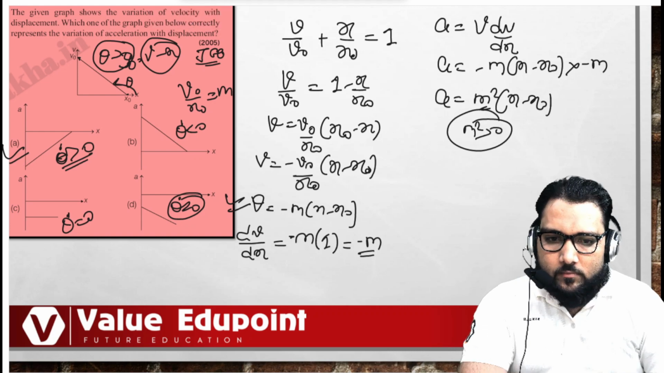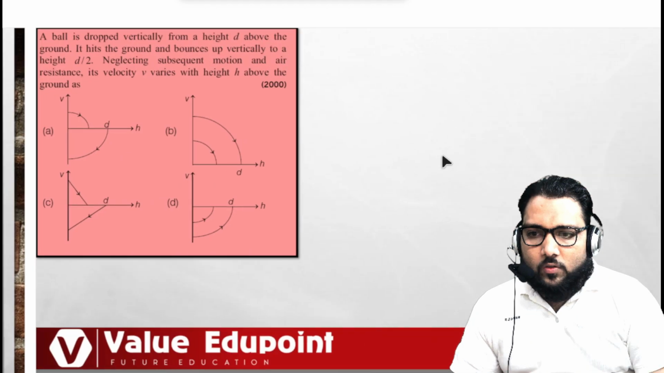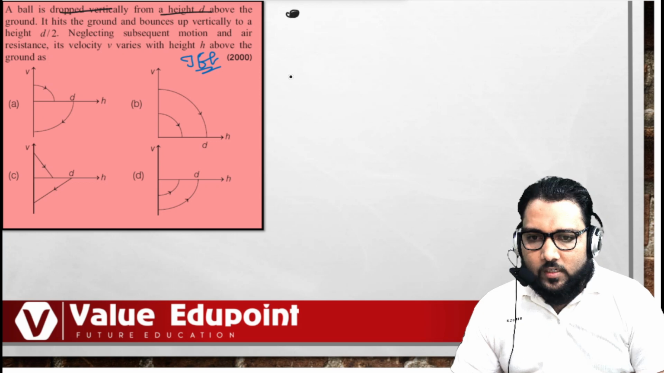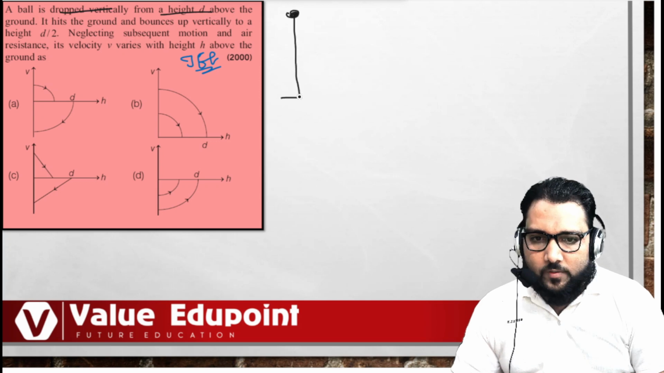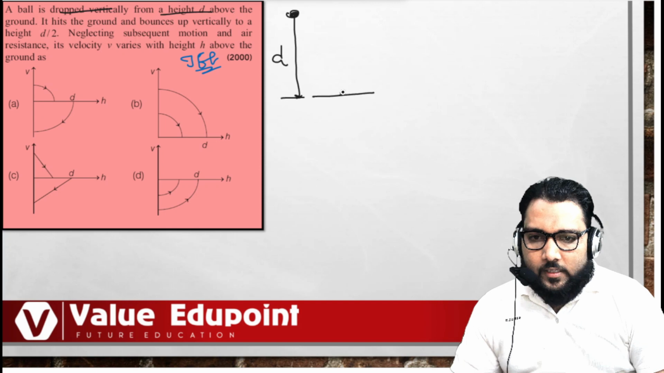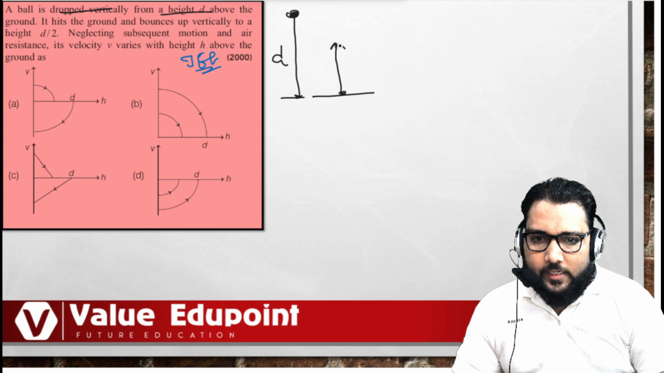So now guys, the next problem is about one ball. Again this is a JEE problem and a good problem, guys, remember this is a good problem. A ball is dropped vertically from a height d. Suppose that this is the height d, and it hits back and again goes up to a height d by 2. This is the height d by 2.